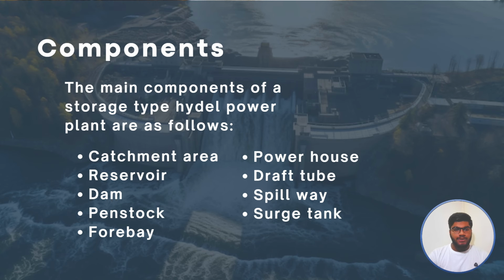First, let us discuss the components which we are going to use in Hydel power plants. The main components of a storage type Hydel power plant are as follows. The first is the catchment area, the second is the reservoir, and the third is the dam, then the penstock, forebay, powerhouse, draft tube, spillway, and the surge tank. These are the major nine components which we are going to use in the storage type of Hydel power plants.